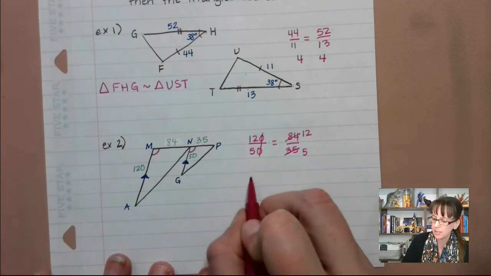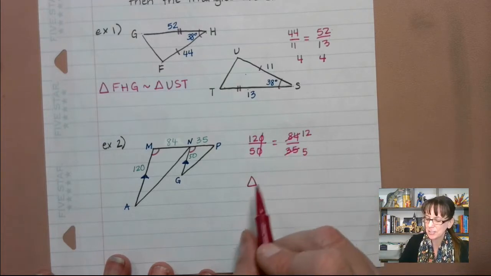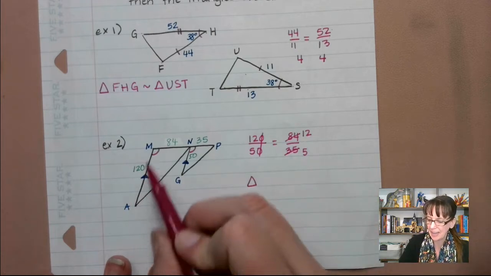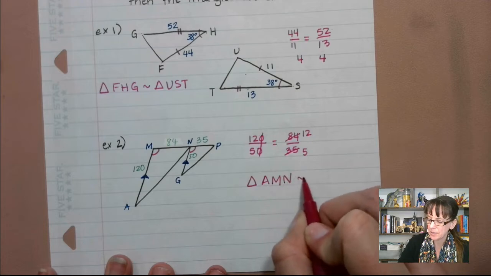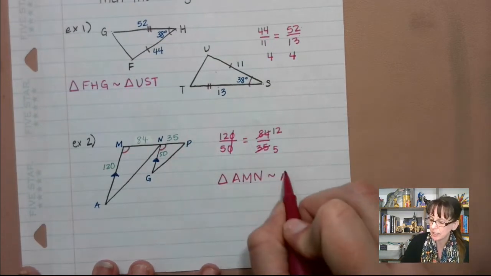Now, let's write our similarity statement. It's not congruent. They're similar. These are similar by side, angle, side. Let's write our similarity statement now. AMN, and then we want to be sure we go in the right order, is going to be GNP. Triangle GNP.